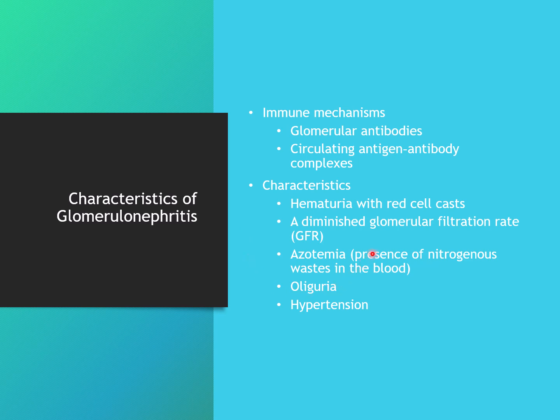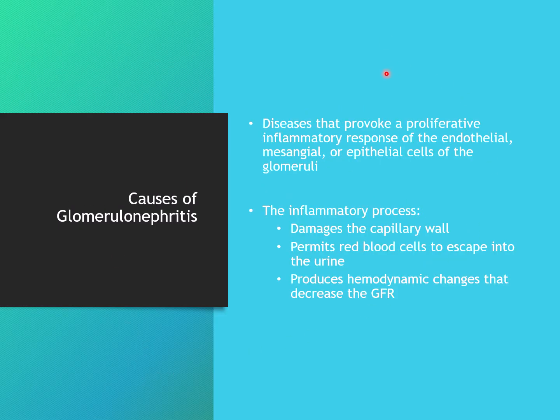So some characteristics of glomerulonephritis, one is hematuria, and so red cell casts or blood within the urine itself. These patients often have a diminished GFR. They also have the presence of azotemia or nitrogenous wastes in the urine. They can develop oliguria, and they often develop hypertension. So again, there are multiple causes of glomerulonephritis, but they're usually immunological in nature.